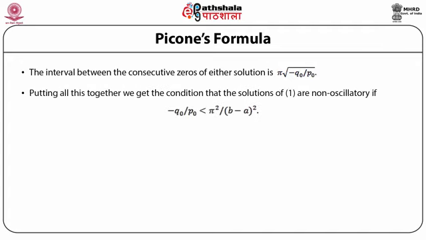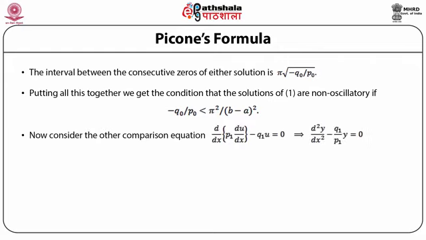Putting all this together, we get the condition that the solutions of equation 1 are non-oscillatory if minus q0 by p0 is less than pi square by (b minus a) whole square.